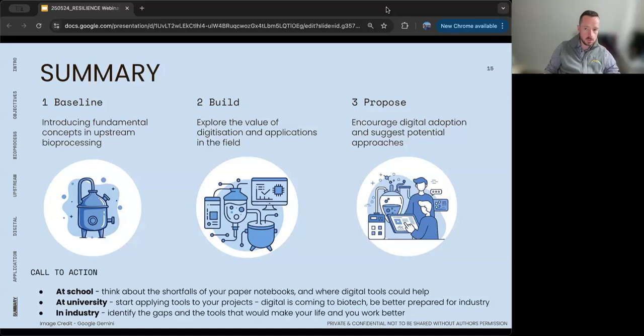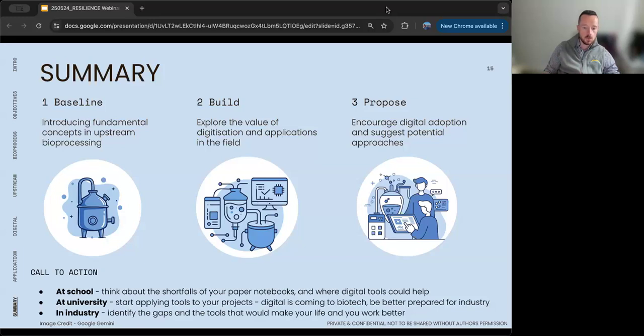So if you're at school right now, think about the experiments that you're running in the lab and the shortfalls that come with your paper notebooks and your lab reports, and where digital tools might be able to help with that. If you're at university, start applying these tools in your projects; many of those that are available have free academic versions.